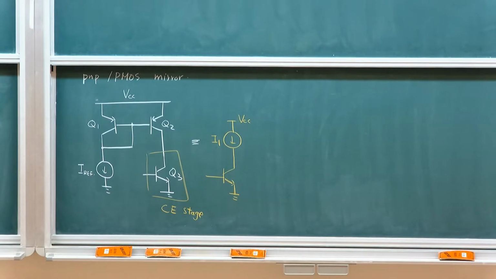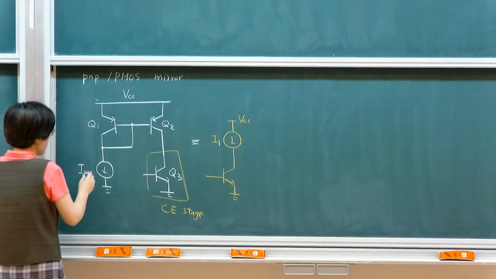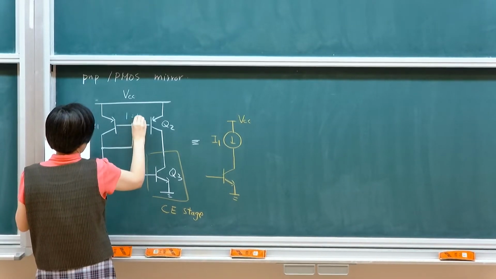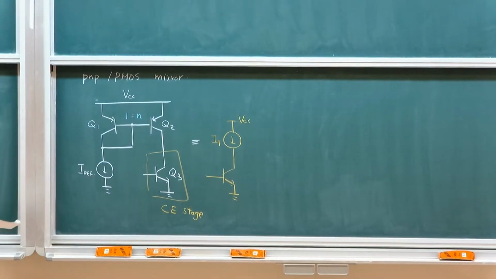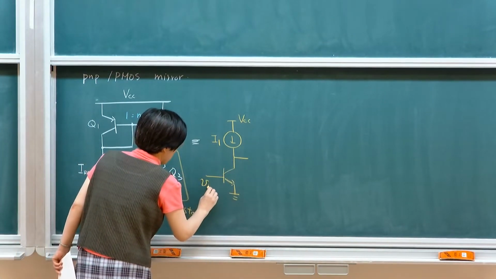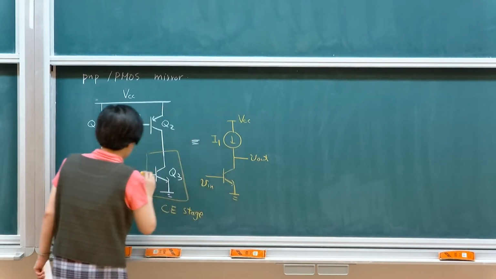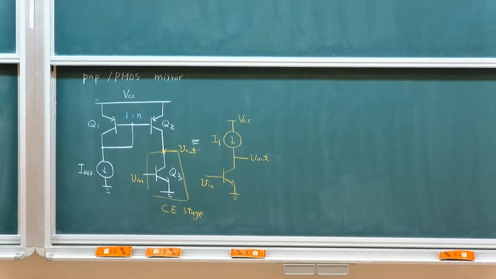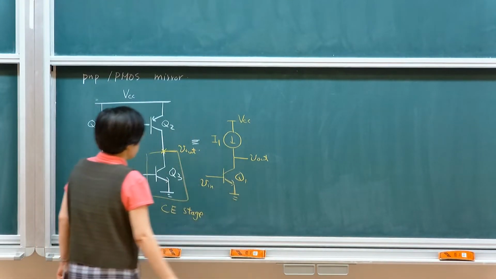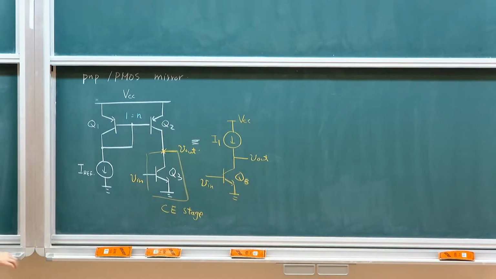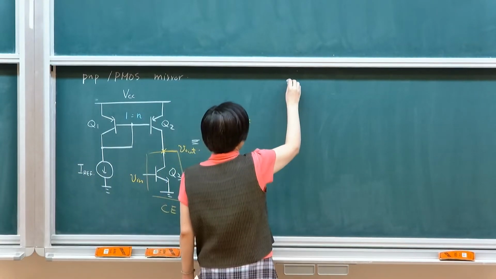So if I want to analyze the common emitter amplifier based on this characteristic, the first thing I need to know is the reference current level. Let's say I have a ratio 1/n. So let's do some analysis as to how one analyzes this common emitter amplifier. So this is my input. This is the output terminal. To analyze Q3, one of the first things we need to know is its biasing current.